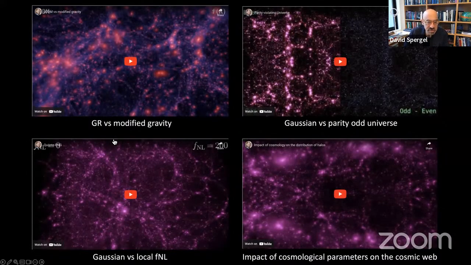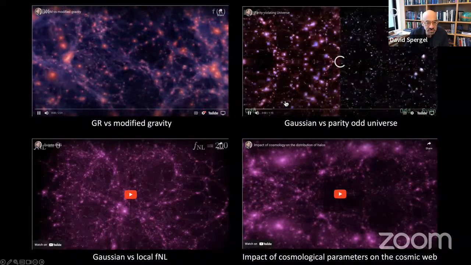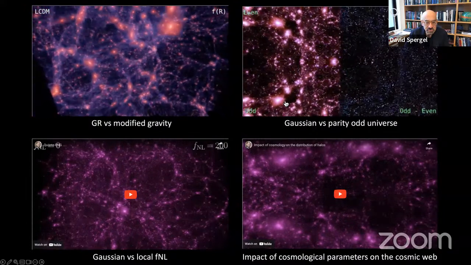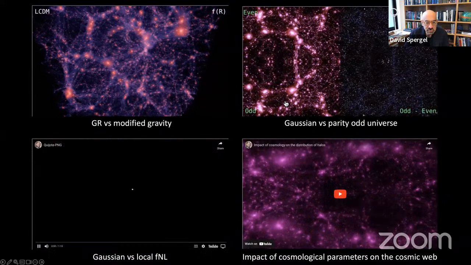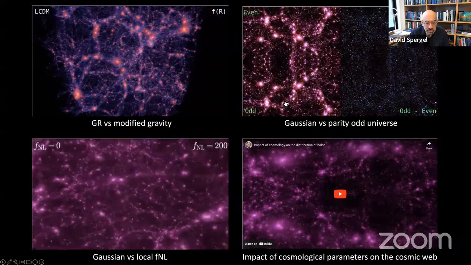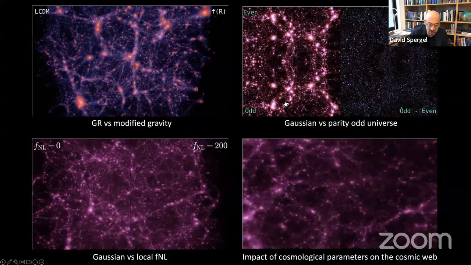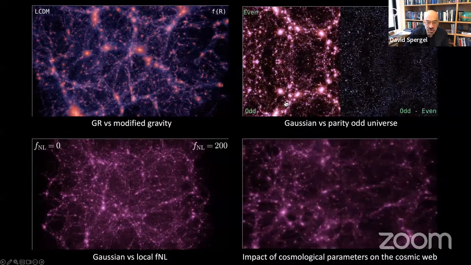And not only do we do this with standard physics, we also try this where we vary the laws of gravity, vary our initial conditions to include non-Gaussianity, change some of the basic assumptions about the properties of the universe, so we can use this as a way to probe new physics. There are our different simulations. And we can examine how things change in this large-scale distribution of matter as we change our assumptions.